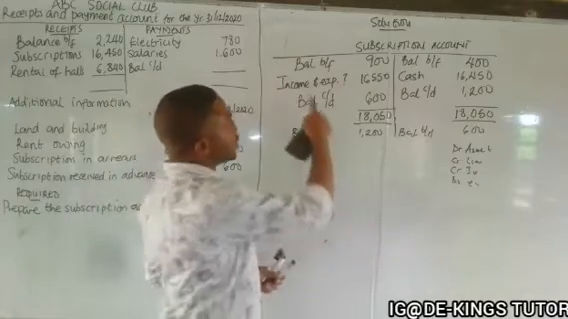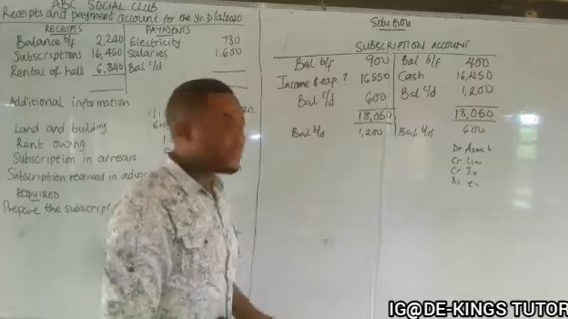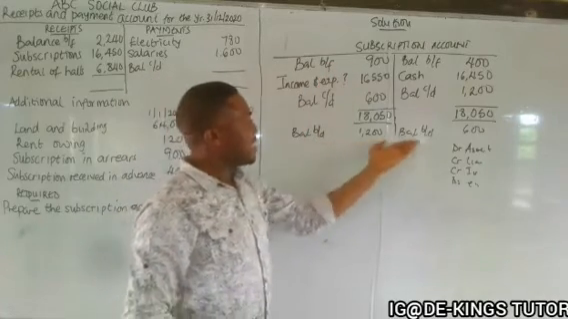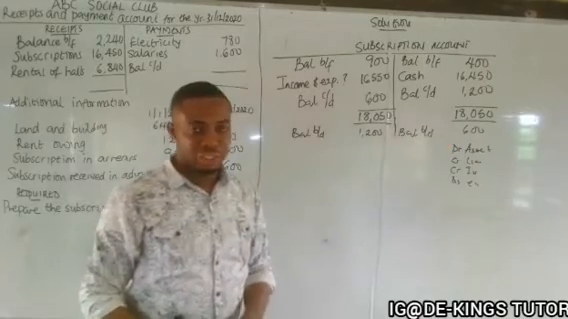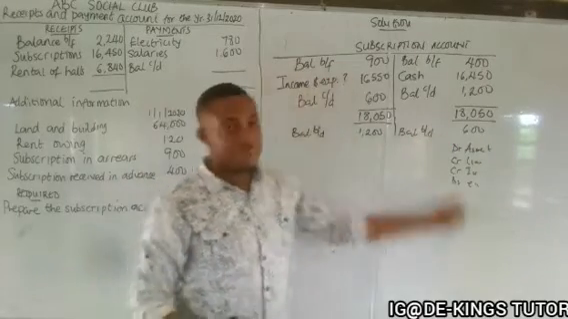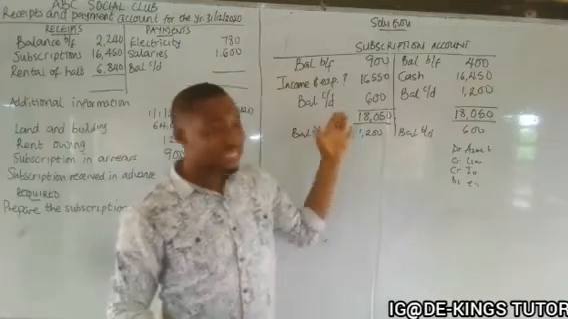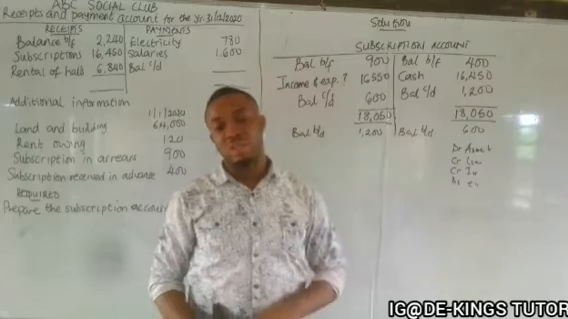So the income and expenditure figure, which serves as a balancing figure, is what goes to the income and expenditure account. While this balance is what goes to what? The balance sheet. Okay, so that is how to prepare subscription account whenever you're asked to, or whenever you see it in the non-profit making organization.